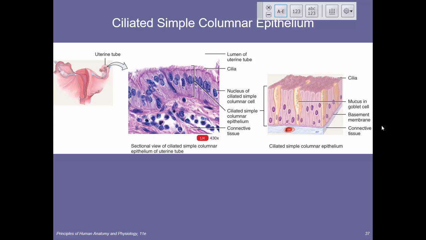Is there also mucus being produced here? Yeah, I don't actually see a goblet cell, but they're in there too. Okay, you just can't see them on this particular slide.